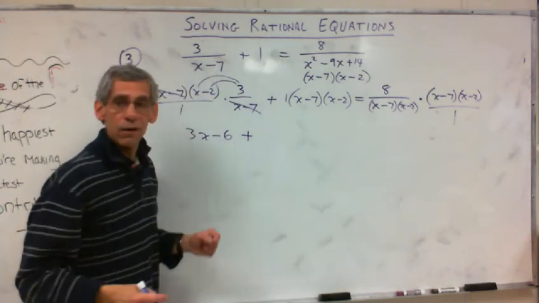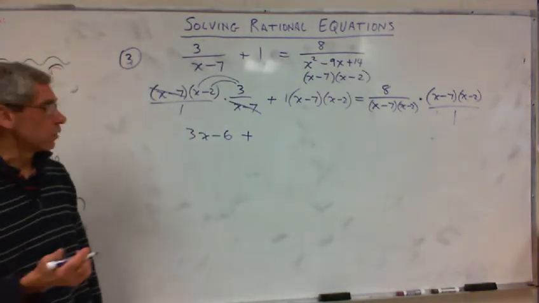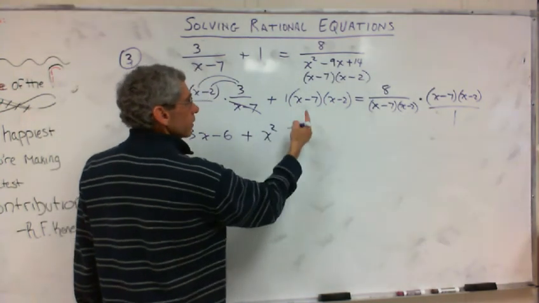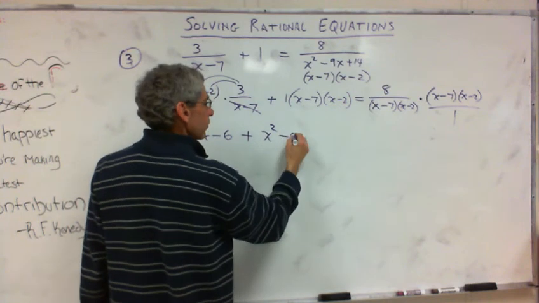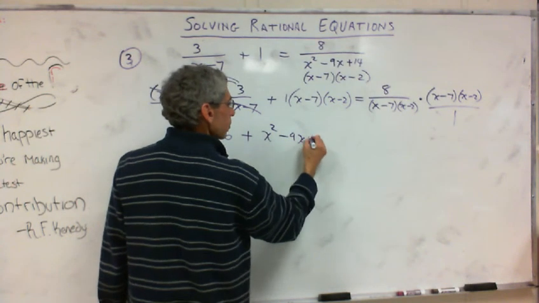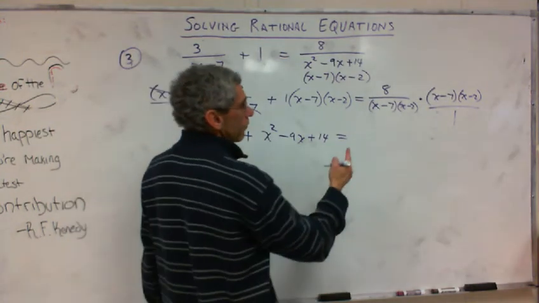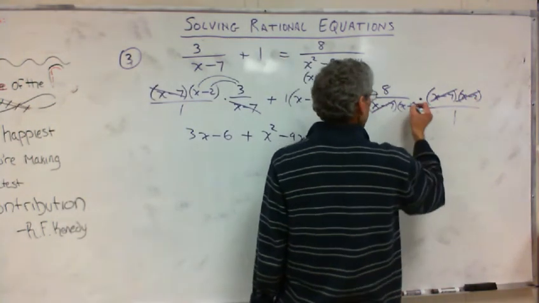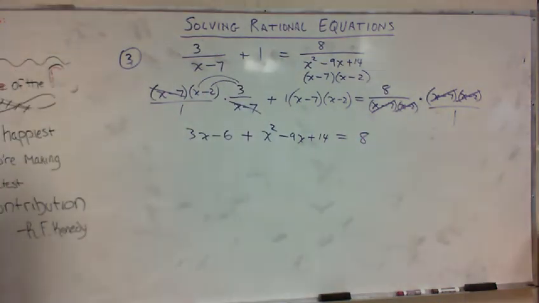I've got to get rid of the parentheses. So what process would I use to do that? FOIL. So x times x is x squared. Outside is negative 2x. Inside is negative 7x, so negative 9x. Plus 14. All right, equals. Now I have x minus 7 crossing out, and my x minus 2 crossing out, so it just equals 8. Look at that. That's awesome.